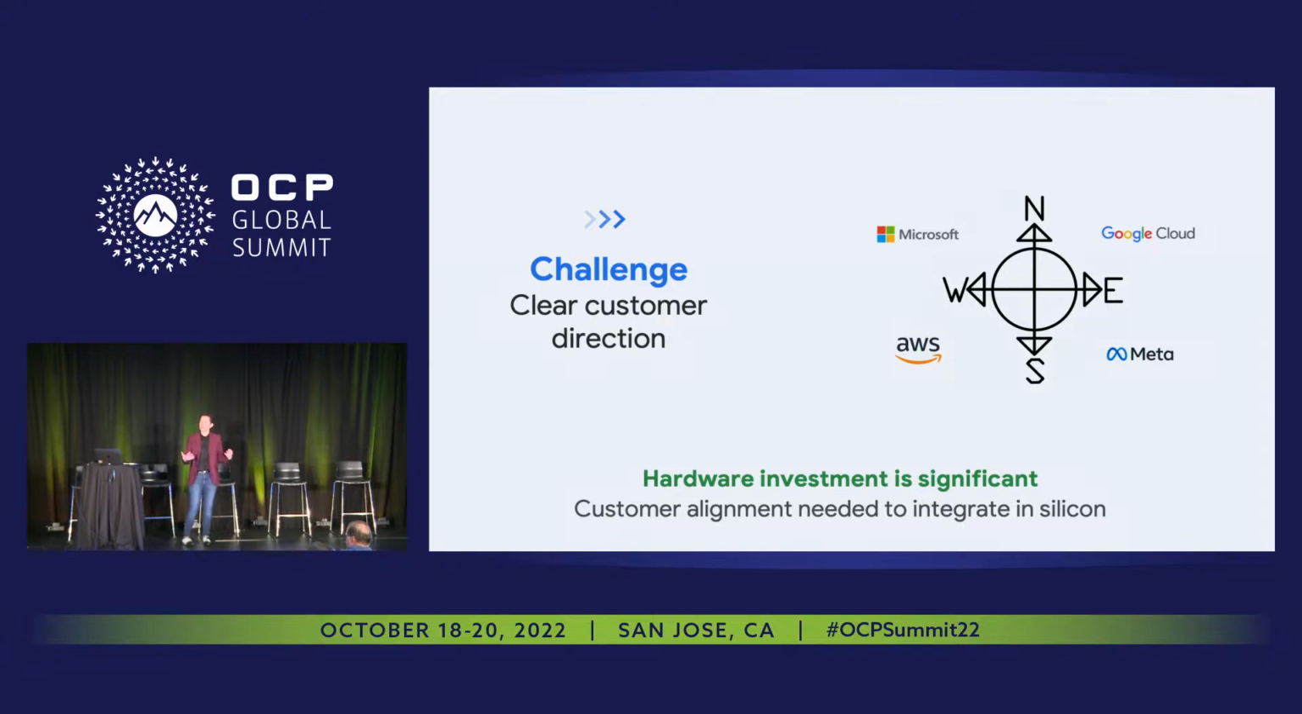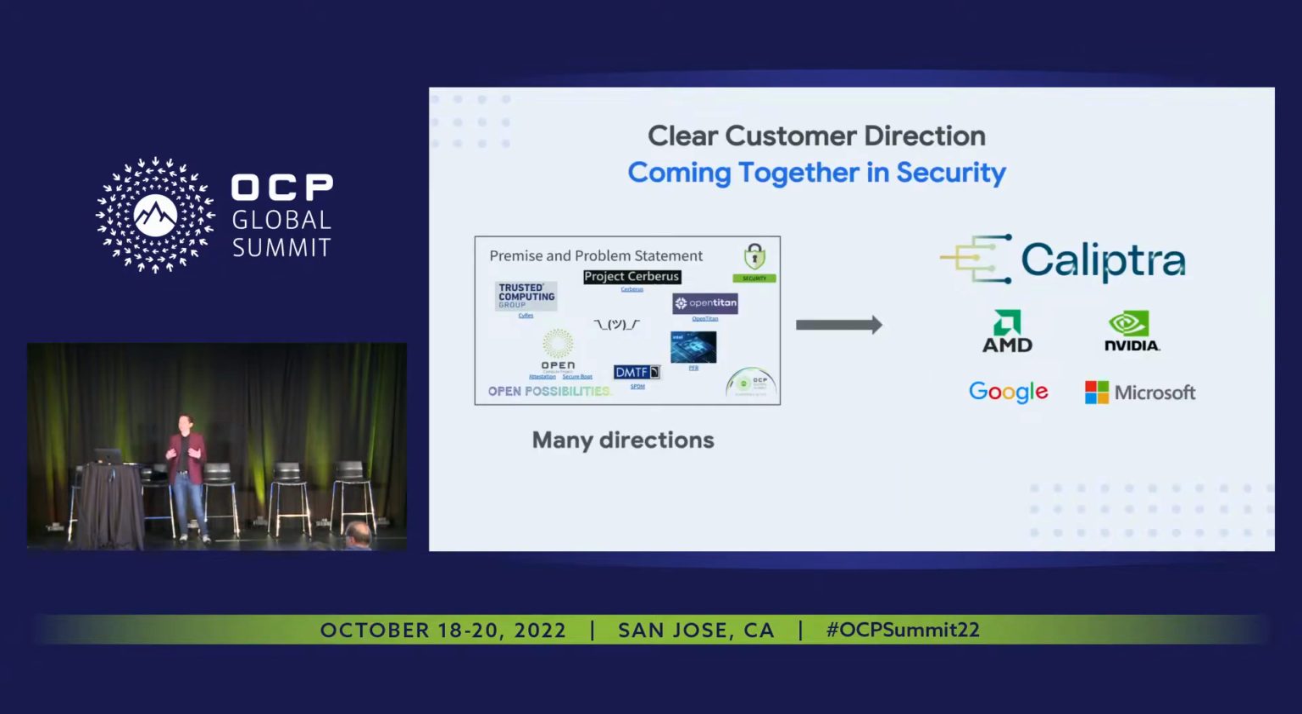otherwise each company, especially if you're doing silicon, is stuck in this loop of, but they want this and they want that, and both of them are important, and what do I do? And so it's incumbent upon us: how do we come together? So one example of how we bring clear customer direction together that I wanted to point out is Calyptra.